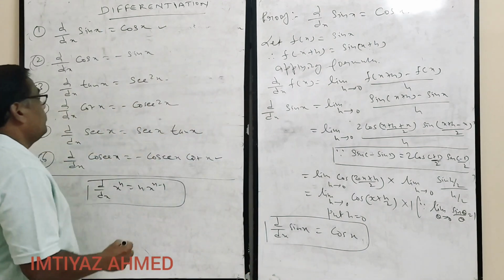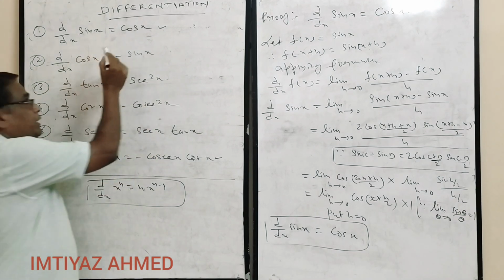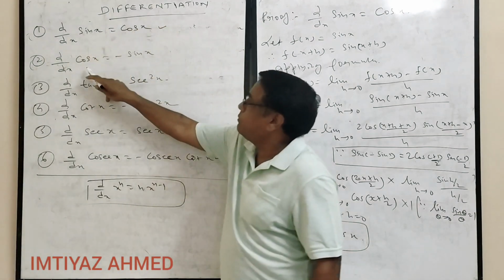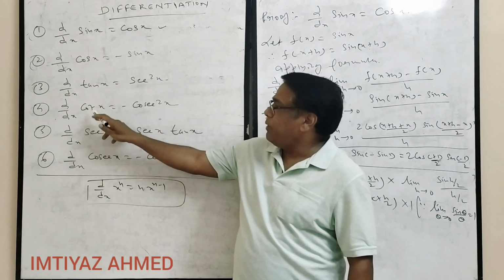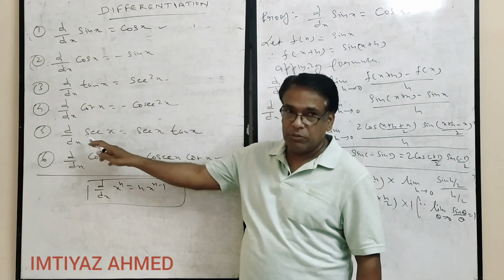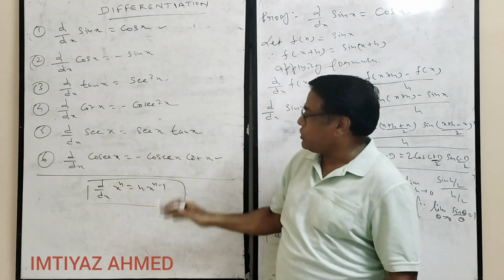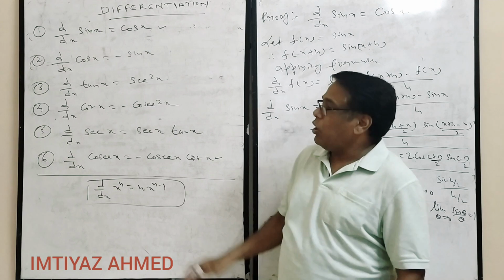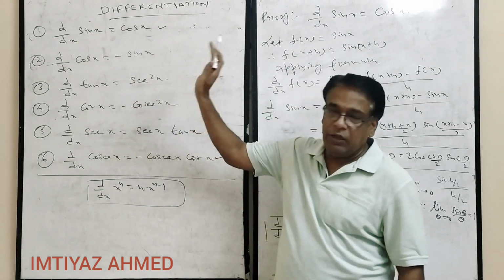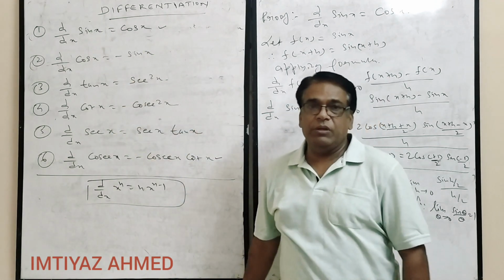Today we will take the following formulas: d/dx of sin x is cos x, d/dx of cos x is minus sin x, d/dx of tan x is sec square x, d/dx of cot x is minus cosec square x, d/dx of sec x is sec x tan x, and d/dx of cosec x is minus cosec x cot x. All these formulas will be proved by the first principle method or ab initio method.